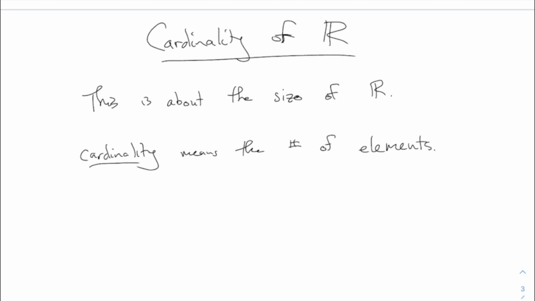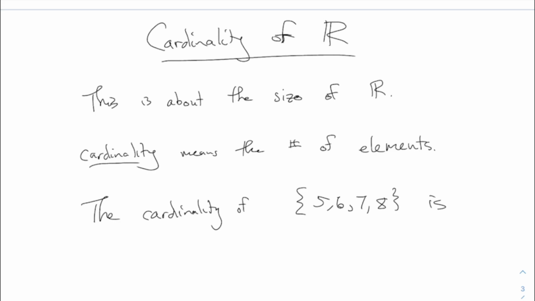Although maybe I shouldn't use this, it's not always a number, because sometimes the cardinality is infinity. So it means the size of the set, which sometimes could be a number if your set is finite. For example, the cardinality of this set, 5, 6, 7, 8, is, what do you think? 4. Yes, someone's shown me with the hand. All right, the cardinality of that set is 4.